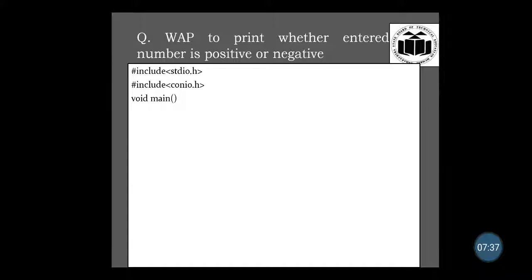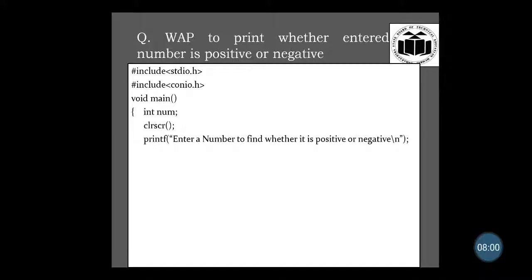Next we have to include a main function. Then we can include required variables. Here also we require one number, because we have to find just whether it is positive or negative. This function is used, clear screen, to clear the previous output on the screen.